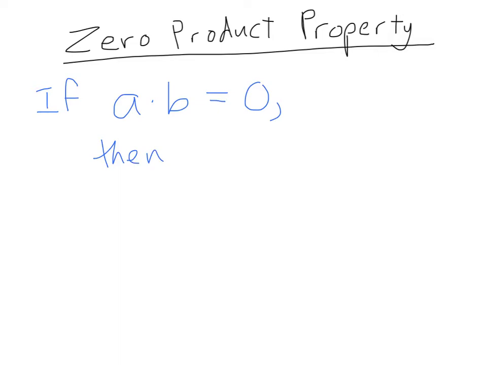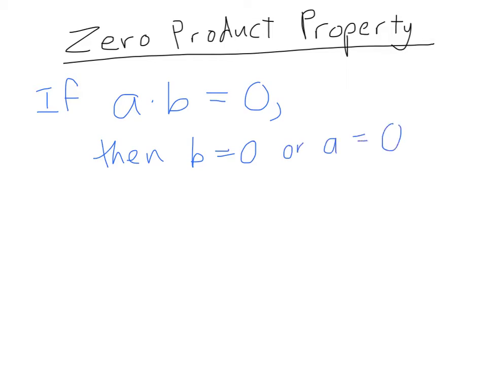Imagine if A was 12. What would B have to be in order to have their product make 0? Well, if we have 12, we know 12 times 0 makes 0. So if A was any number that wasn't 0, then B would have to be 0, because any number times 0 makes 0. Similarly, if B was a number like 7, well, then what would A have to be? Well, A times 7 would have to make 0. Well, then A would have to be 0.